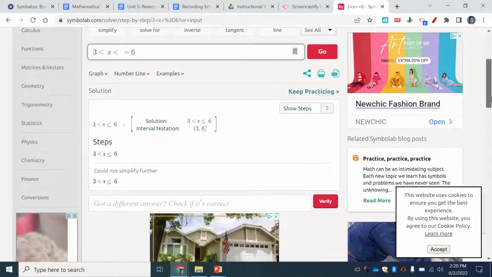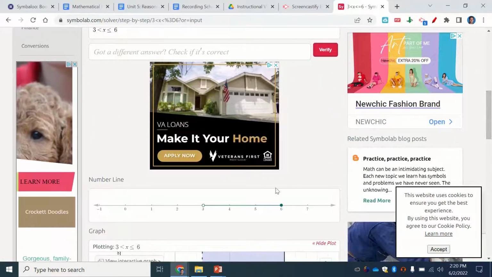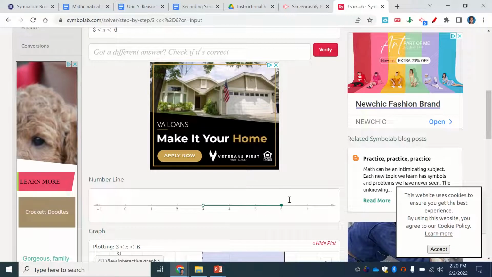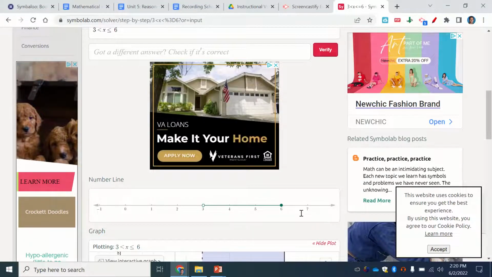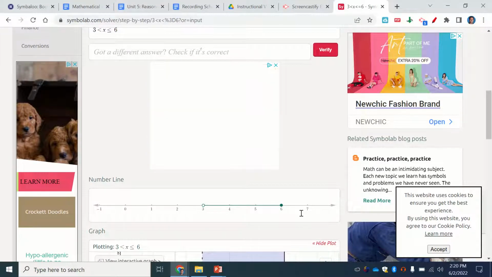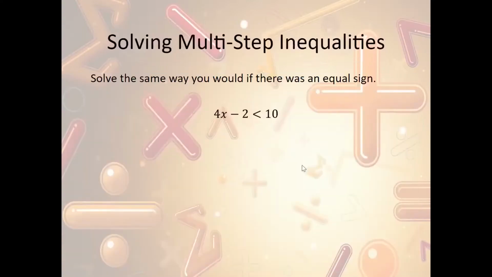If we scroll down to the number line, now we have an open circle at 3 and a closed circle at 6 and shaded between. So this is how you can use Symbolab to check your work when plotting inequalities on the real number line. Now, how do we solve multi-step inequalities?